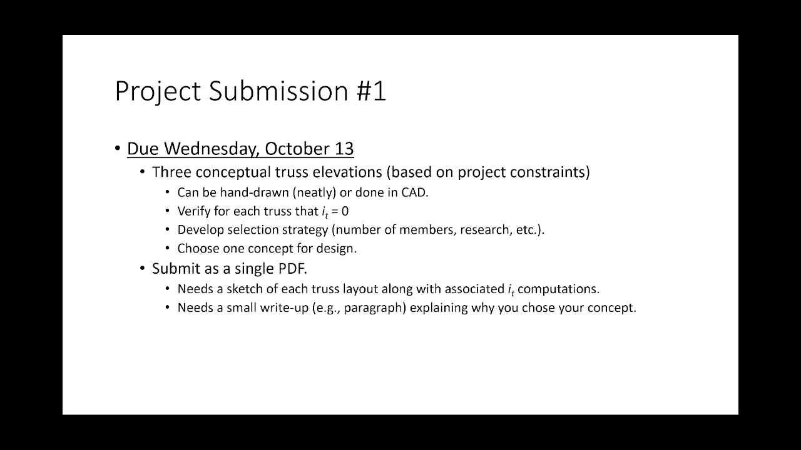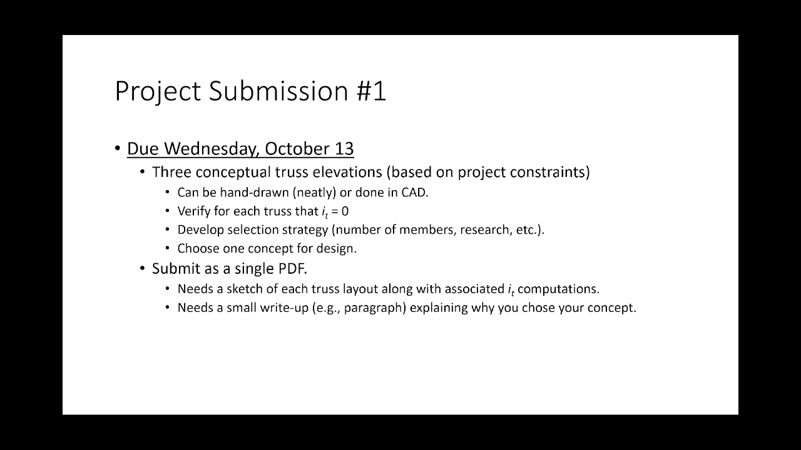Verify for each truss that IT is 0, okay? And then I want you to develop a selection strategy. And what I mean by a selection strategy, there's no real wrong answer. You could say, I'm picking this truss because it has the fewest number of members. I'm picking this truss because it's deepest. I'm picking this truss because I did some research and it told me it was an effective type of truss for bridges. Whatever, I don't really care, but I want you to document why you picked one truss over another, okay?